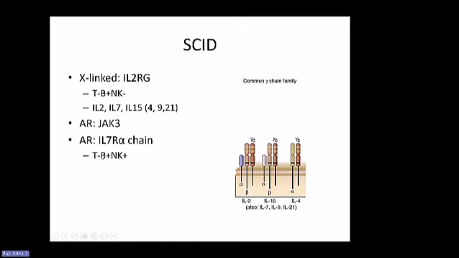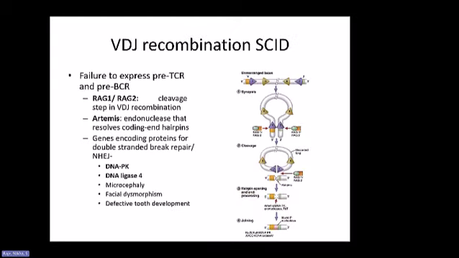And then IL-7 receptor alpha is mainly important for the development and proliferation of T cells, so just the T cells are affected. We have gone through this, so this is just a recapitulation of what VDJ recombination looks like.